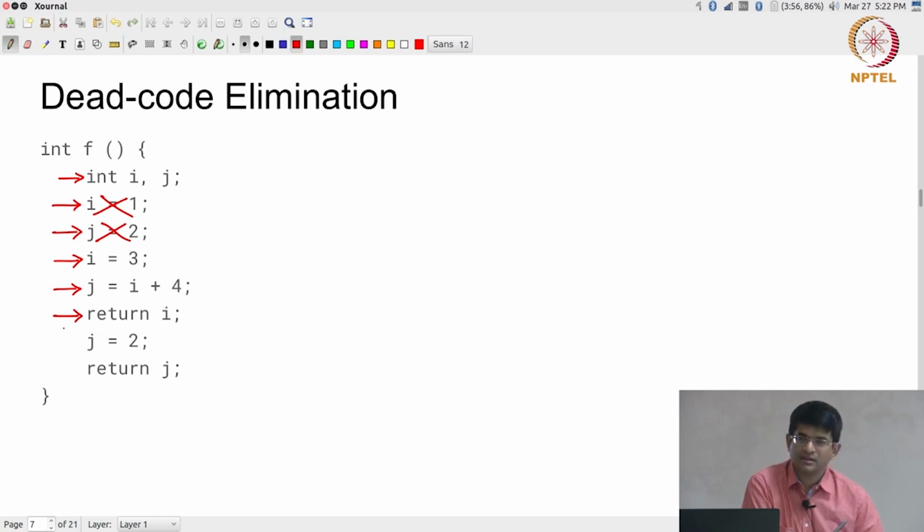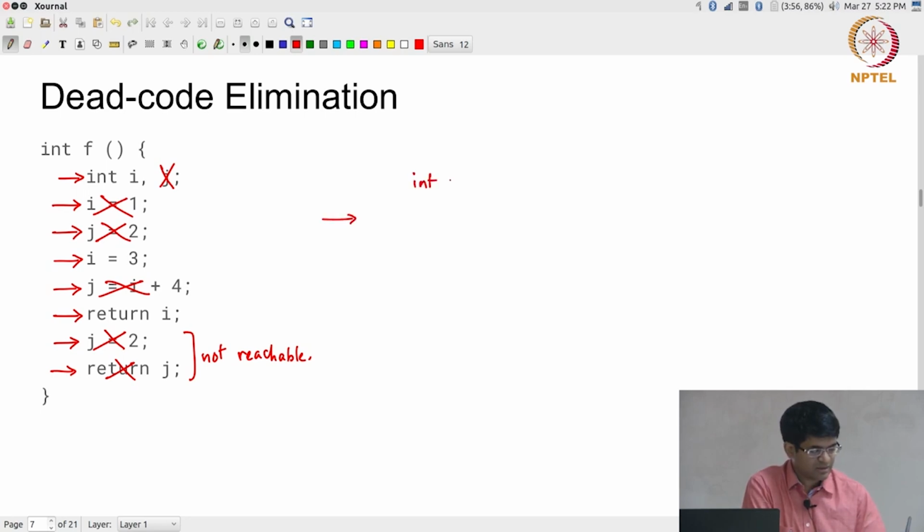Return i. At this point, what happens? The assignment to j also becomes dead because I am not using it. What about the instructions after that? Not reachable. Okay? So I could in other words have completely eliminated j itself, the declaration of j. So I could have converted this to just int i is equal to 3, return i, which if I do some constant propagation just converts into one step, return 3.